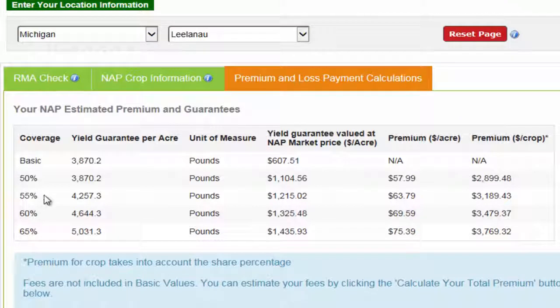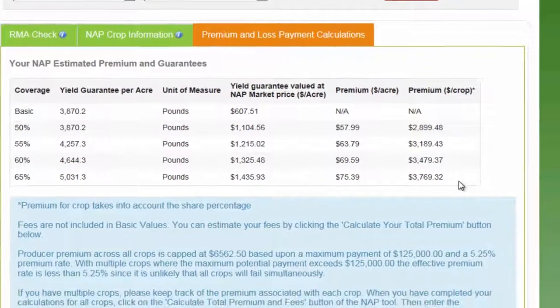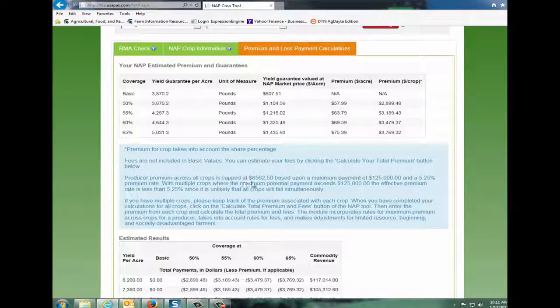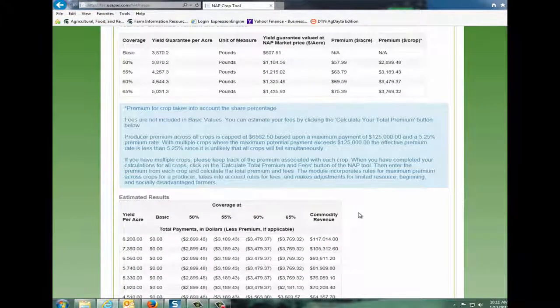$2,899.48. We also can go through the same method with 55%, 60%, and 65% of these different levels following the same method. These are all like this is 65% of my approved yield. Notice that none of these numbers over here are greater than $6,562.50. Producer maximum is capped at $6,562, and we'll go through an example in just a minute to explain how that works.